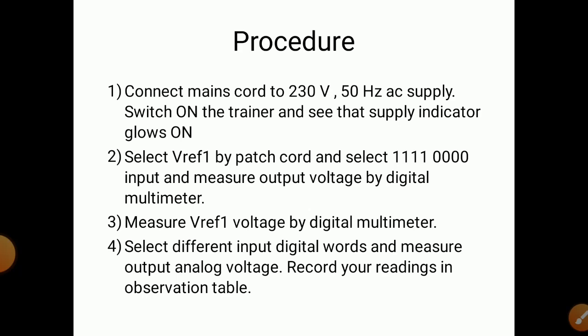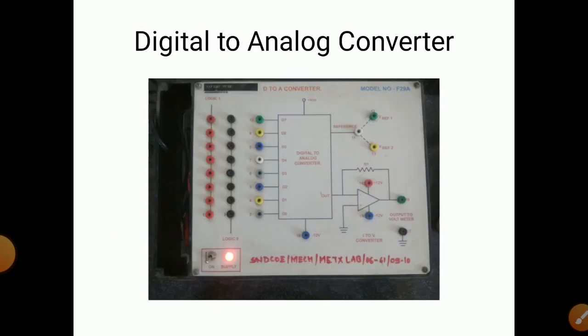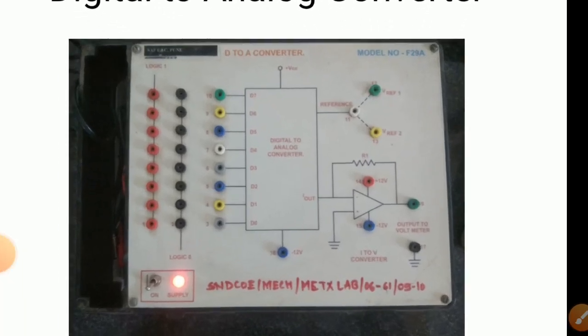And next, select different input digital words and measure the output analog voltage. So we have to give different input digital words, combinations of 0 and 1, and measure the output analog voltage for the same, and record your readings in the observation table. So this is the procedure.